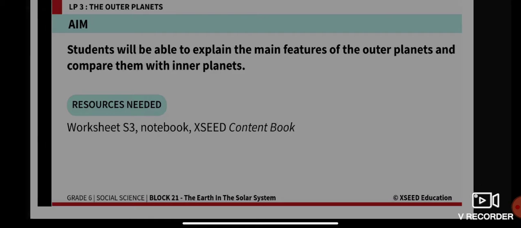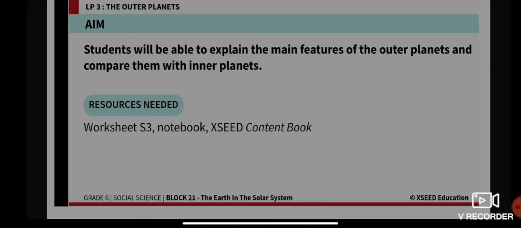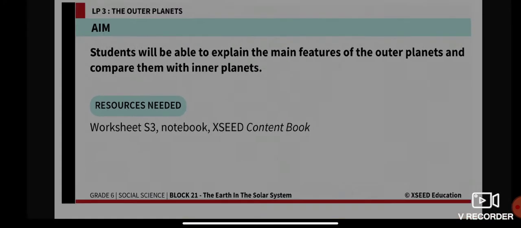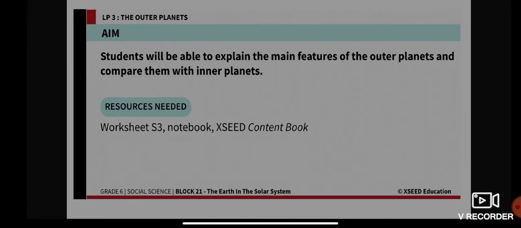The aim for today is that students will be able to explain the main features of the outer planets and compare them with the inner planets. Resources required are worksheet S3, your notebook, and your exit content book. So these are the resources that you'll be needing for your class.